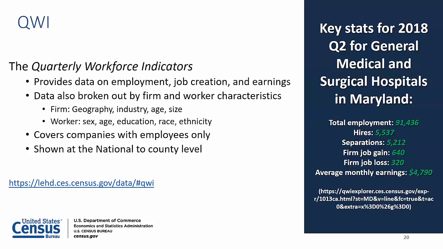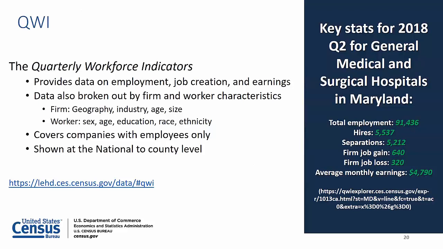It's a really great quarterly program because it also provides data broken out by firm and by worker characteristics. So for example, on the firm side, data are broken out by the geography, the area that the business is located in, the industry that they're classified in, the age of the firm, and the size of the firm. Workers are also broken out by different characteristics. These include information on the sex, the age, the educational attainment level, the race, and the ethnicity of the workers that are in the workforce.